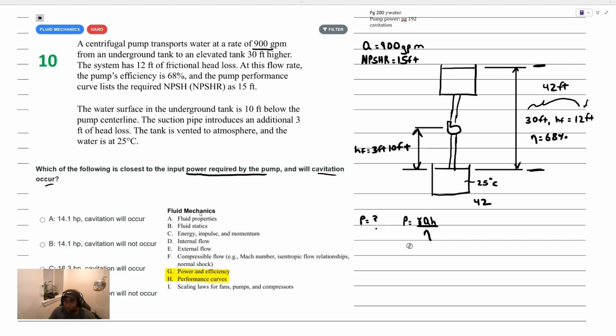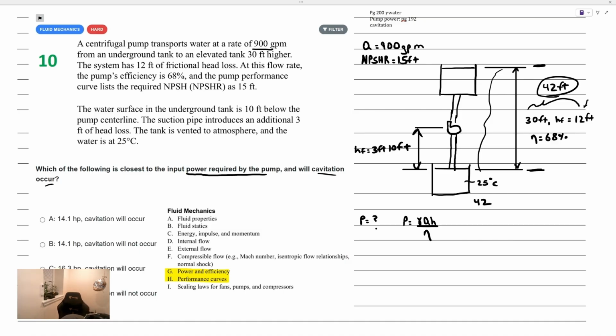Now, we could think about it more formally in terms of the energy equation, but if you think about it intuitively, the pump simply has to overcome the entire head due to elevation. That's the 30 feet difference between the two water levels, as well as it has to overcome the frictional effects. That is the 12 feet of friction loss that occurs throughout the length of the pipe. So the total head it has to overcome is this 42 feet. That's the head we would plug in.